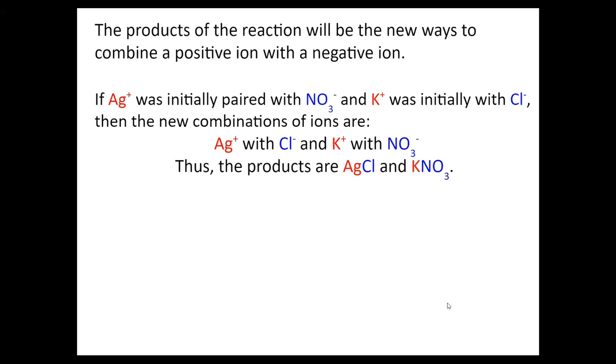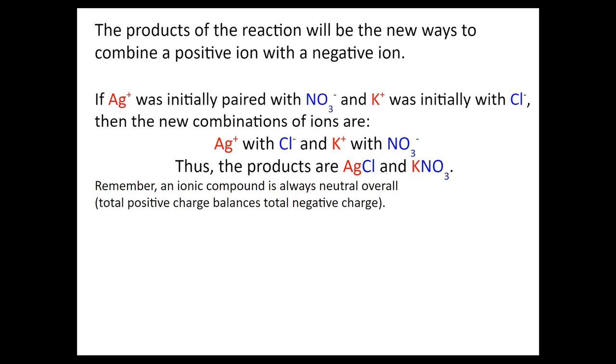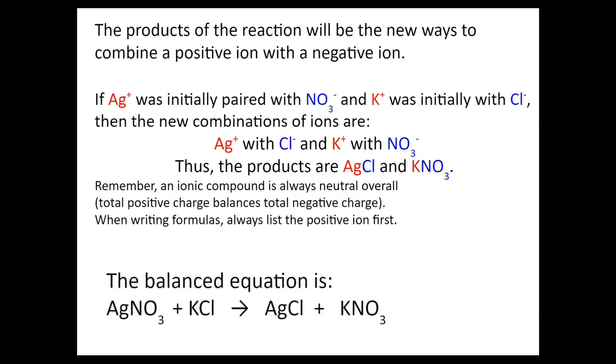Thus, we make the formulas AgCl. Notice it's a 1+ with a 1- in the charges of the ions. So AgCl, you don't need any subscripts to make that formula balance. And K with NO3, K+ and NO3-. Remember, an ionic compound is neutral overall. So if we needed to, we would add subscripts to indicate additional atoms to make the charges balance, so that the positive charge equals the negative charge. And always remember to write the positive ions first. So putting all that together, our initial substances were AgNO3 and KCl, and then the products that we figured out via new combinations of ions were AgCl and KNO3.